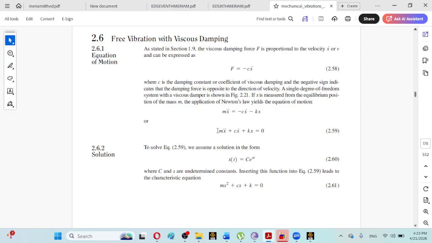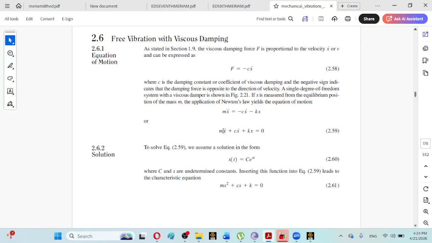Without any of these parameters disappearing, the system cannot retain its structure or shape. So m x double dot plus c x dot plus k x, and remember, when the equation is written in this form, this is the non-standard form. And this is the second order linear homogeneous differential equation.